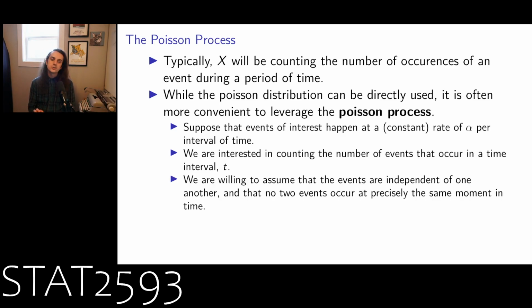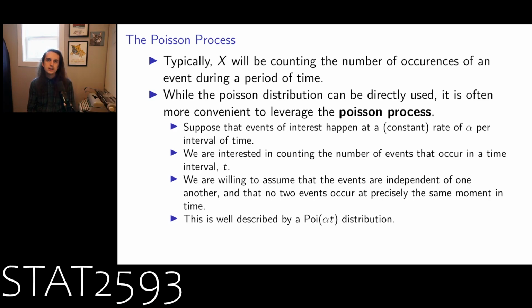Now, we're going to assume that all of the events are independent of one another and that no two events can occur at exactly the same moment in time. Okay, so there has to at least be separation of them in some sort of minimum interval. If we're making all of these assumptions, what we find is that this is going to be well described by a Poisson alpha times t distribution. So a Poisson distribution where the rate is alpha times t.